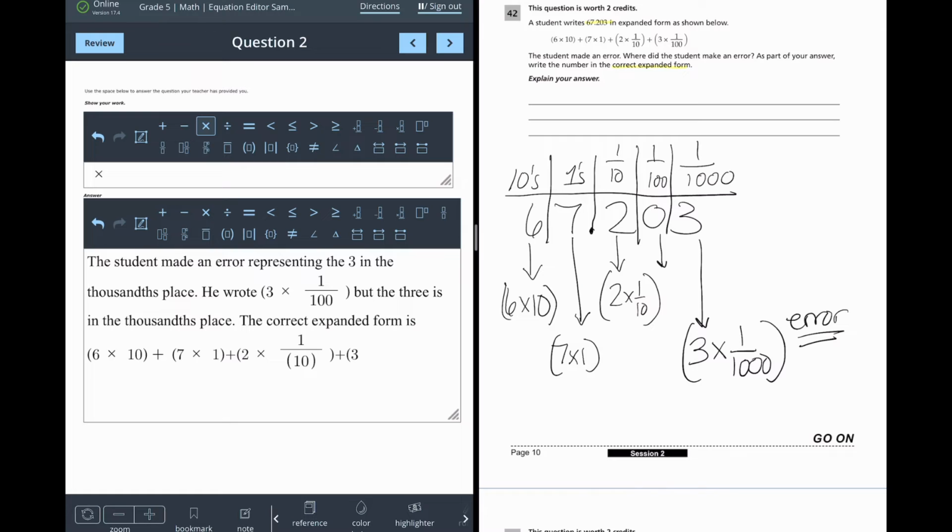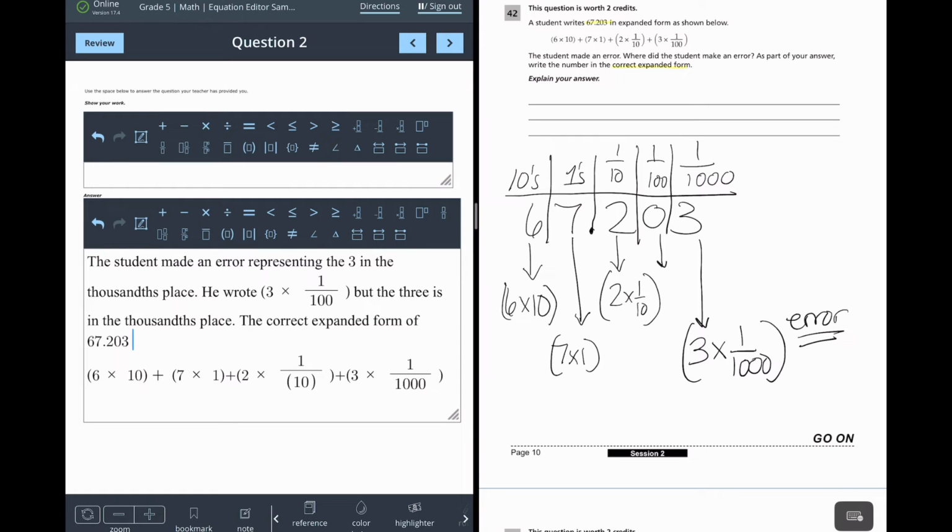3. I wrote it in the wrong box. 3 times 100, 1000. All right, the correct expanded form of, I want to put the whole number in, 67 and 203 thousandths is. All right, and there we have it. I have my whole answer. We can see it. Period. I'm going to reread it to myself again because I just had to explain my answer.